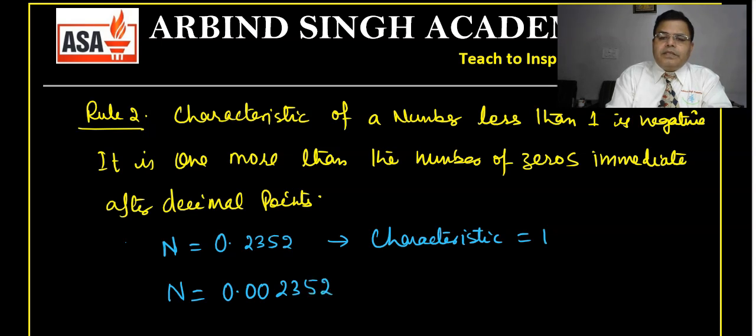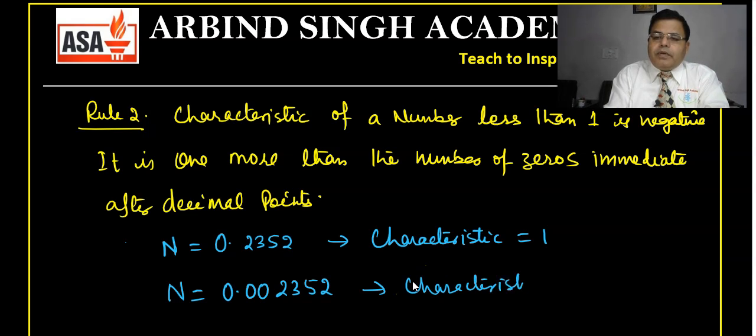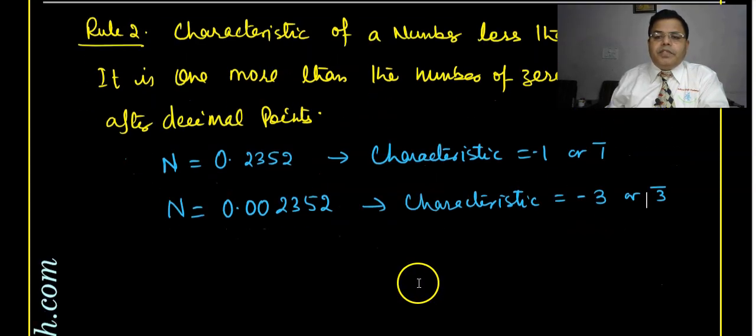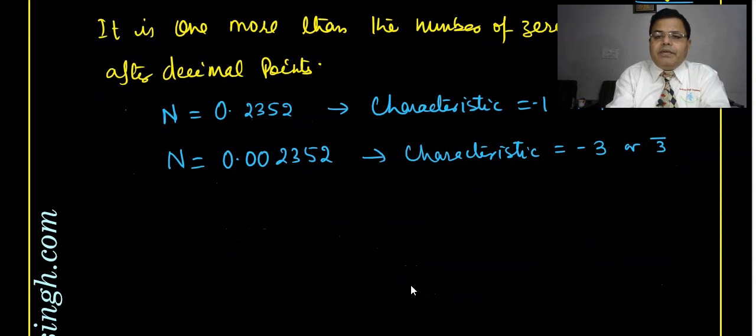If the number is 0.002352, then two zeros are there, so the characteristic will be one more than the zeros, that is three. But because it is negative, we can write it as minus three, or 3 with a bar. So if the number is less than one, this is how we find the characteristic of the number.